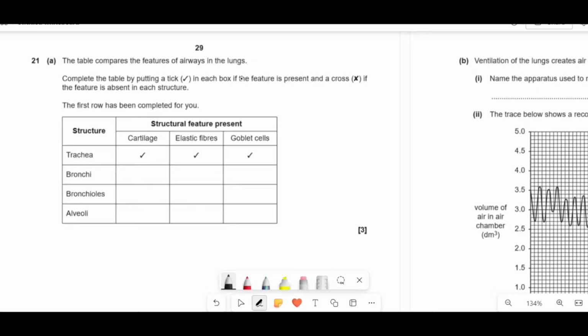The table shows the features of the airways and the lungs. Complete the table by putting a tick in each box if each feature is present and a cross if it is absent, and each structure of the first row has been done for you. So in the bronchi, you have got cartilage, you have got elastic fibers, and you have got goblet cells. In the bronchioles, don't really have as much. We have elastic fibers, you don't have goblet cells, and in the alveoli, you don't have cartilage, you do have elastic fibers, sorry, because they have to expand and recoil. And then you don't have goblet cells within the alveoli themselves. So there you go. That's just sort of memory, that one, unfortunately.